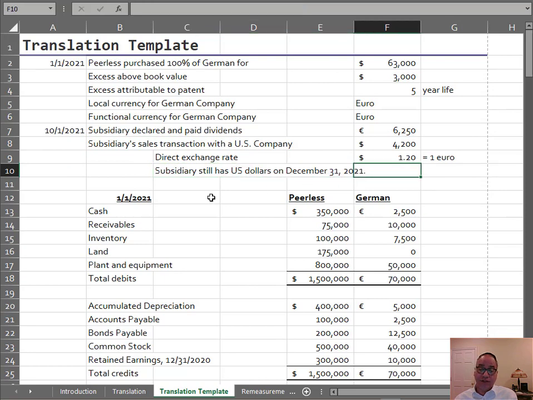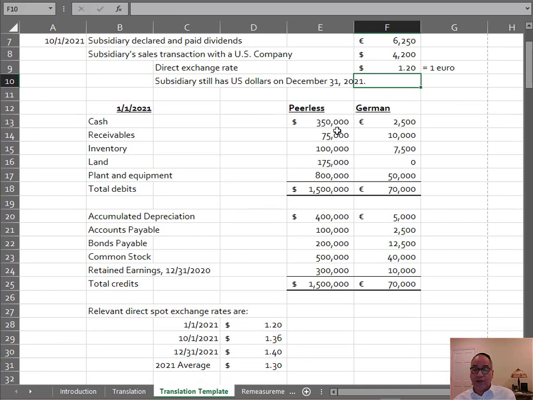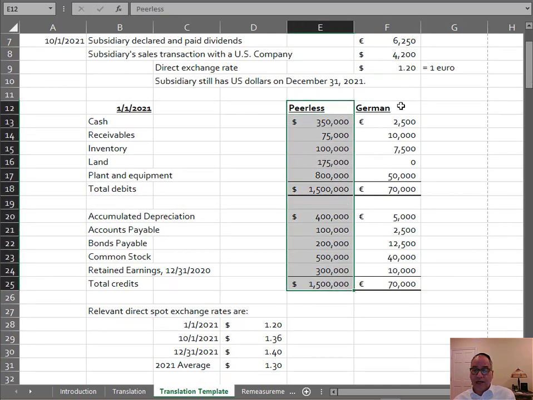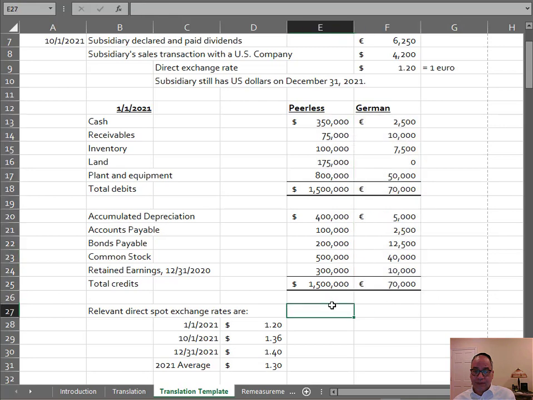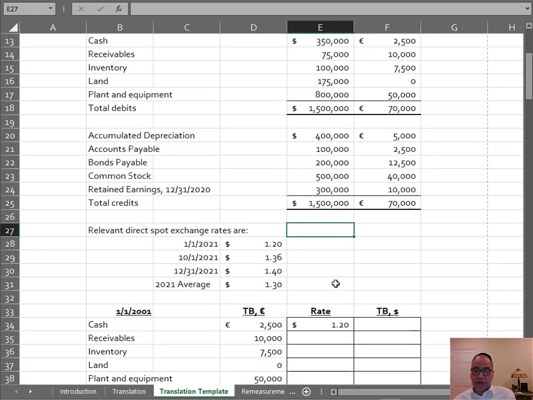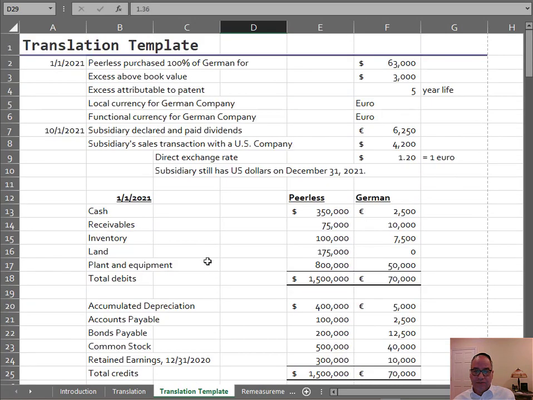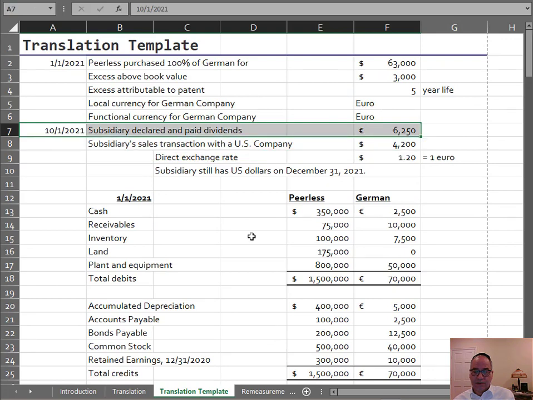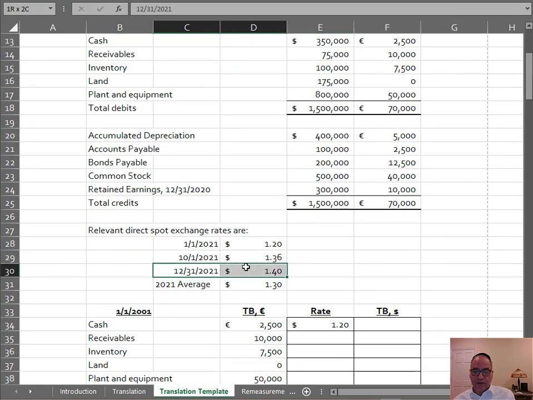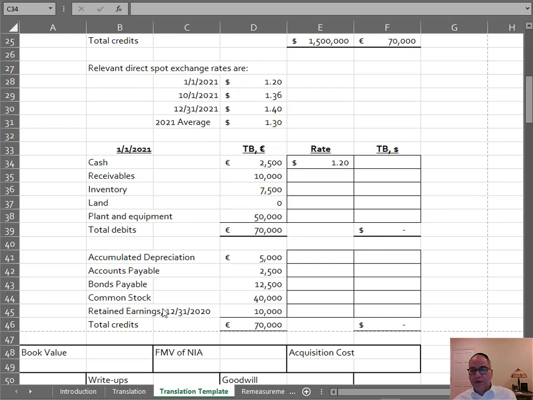The subsidiary still has these dollars on its balance sheet. Here you can see the two companies' balance sheets, Peerless and German. The relevant direct exchange rates are: January 1st, 2021, a euro is worth $1.20; October 1st, 2021, $1.36, that's the date of the dividend; December 31st, 2021, $1.40; and the average for 2021 was $1.30. So here's how you would do your translation.